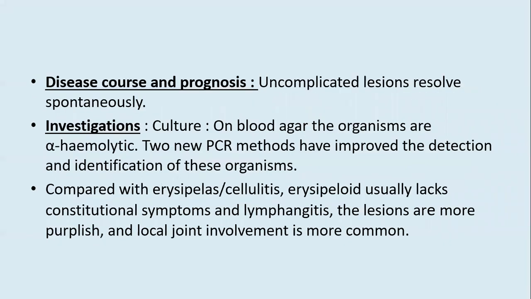The disease course and prognosis: uncomplicated lesions resolve spontaneously. Investigation: on blood agar, organisms are alpha hemolytic, and there are 2 new PCR methods involved in detection. Compared with erysipelas and cellulitis, erysipeloid lacks the constitutional symptoms seen in erysipelas or cellulitis, as well as lymphangitis. The lesions are more purplish and local joint involvement is more common.